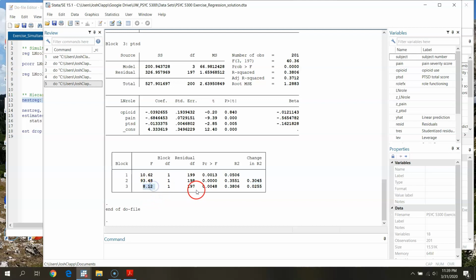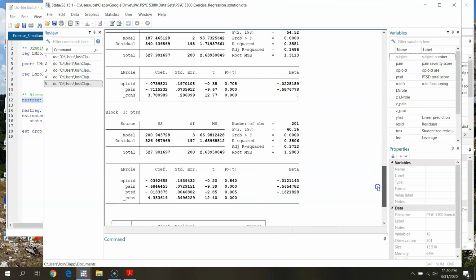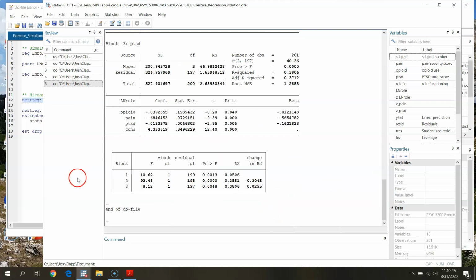Again, here's our F value, here's our p-value, here's our R squared, and here's the R squared change. So we get about a 2.6% increase in our model R squared. Much smaller than what we got from step 1 to step 2, but our data are still saying that we have modest or moderate evidence for an increase in our overall R squared going from block 2 to block 3, as indicated by our p-value here.